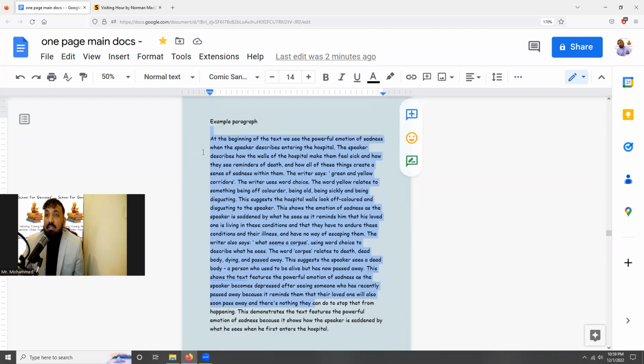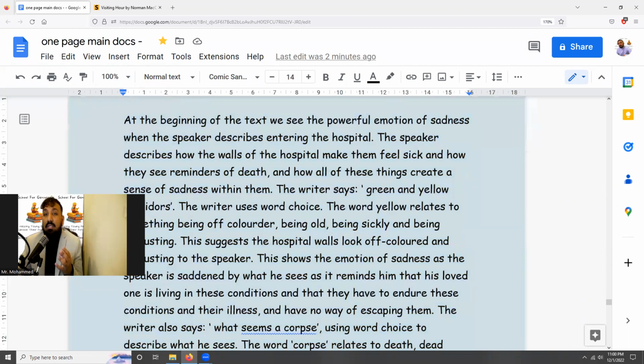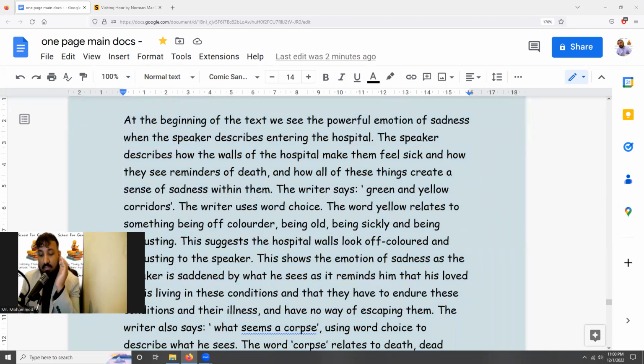Now, just before we finish, I'm just going to read this paragraph out to you just so you can hear how good it sounds. And again, please, when you're listening to this and you're doing this for yourself, just think about all of this comes from the simple structure. Understand the structure and everything else falls into place. Okay, at the beginning of the text, we see, read this along with me. At the beginning of the text, we see the powerful emotion of sadness when the speaker describes entering the hospital. The speaker describes how the walls of the hospital make them feel sick and how they see reminders of death and how all of these things create a sense of sadness within them.